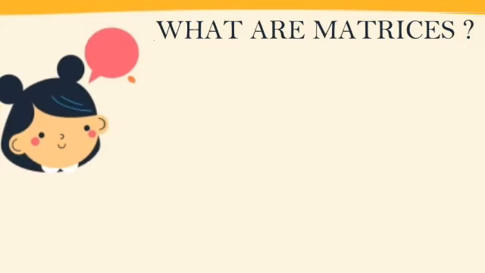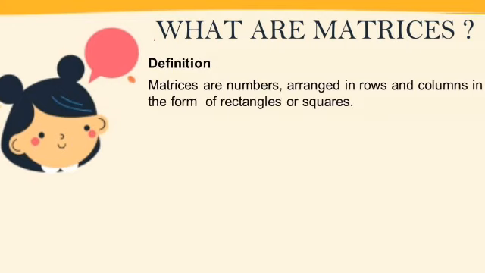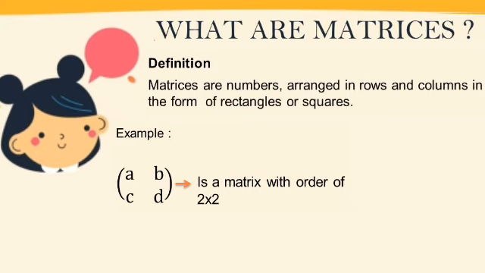What are matrices? The definition of matrices. Matrices are numbers arranged in rows and columns in the form of rectangles or squares. For example, this is a matrix with order of 2 times 2 with elements A, B, C, D.